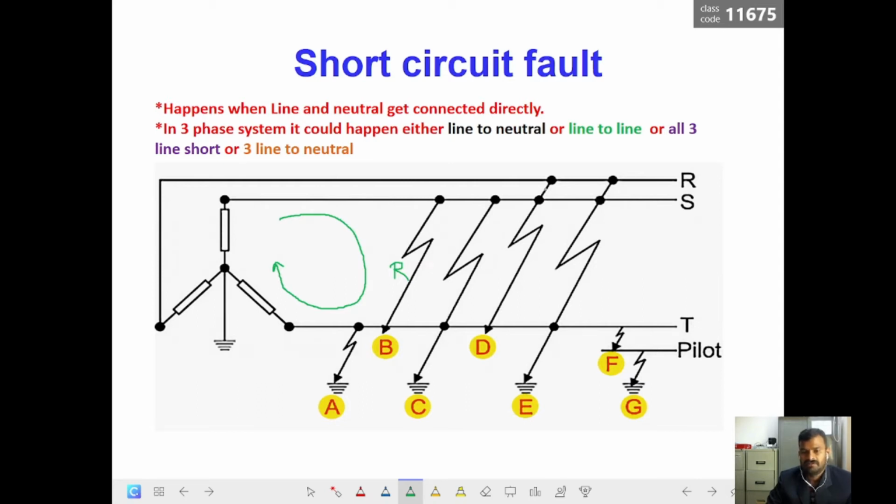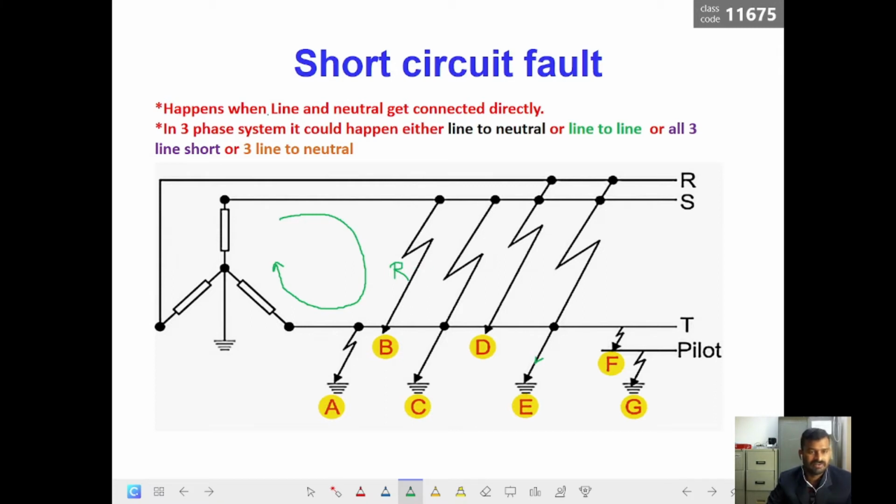And obviously when you have a dead short like this, you will have more current flow, and this type of fault needs to be rectified very, very fast. Otherwise it will lead to a huge disaster. Next one, you can see here all three lines shorted and then it is also being grounded. Here also a huge amount of current will flow to the earth. So these are the basic short circuit types.